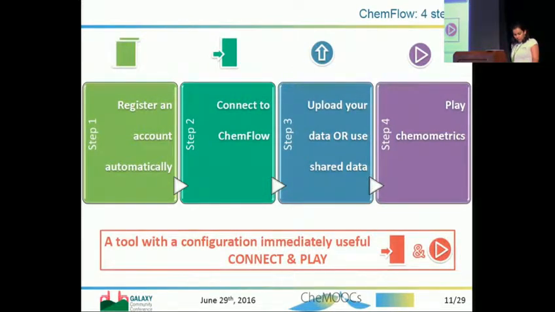4 steps to begin to play chemometrics. The first step is to register and be assigned to the default group. Actually, there are 3 user groups: default, contributors, and admin. The second step is to log in to Chemflow. The third step is to upload data or share data with other Chemflow users. And finally, you can do science.